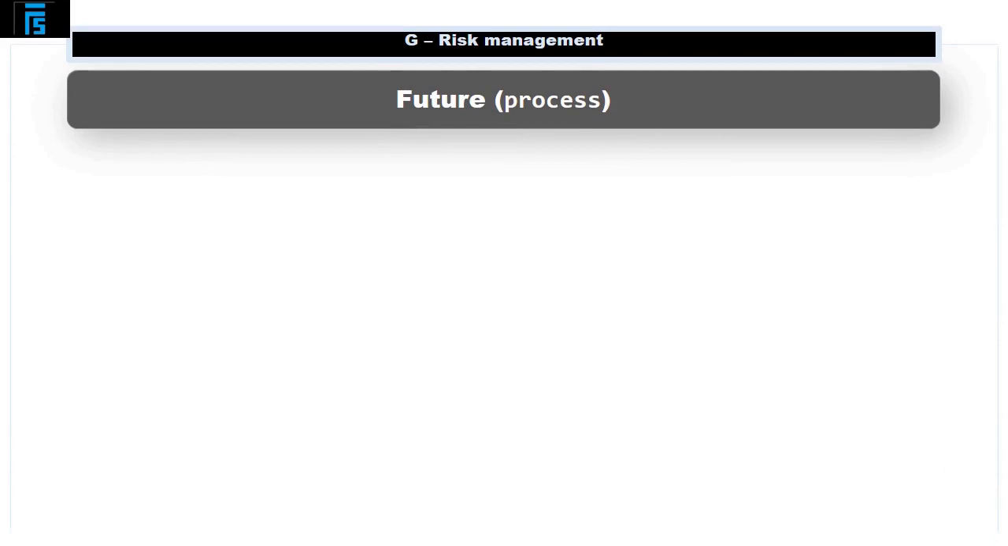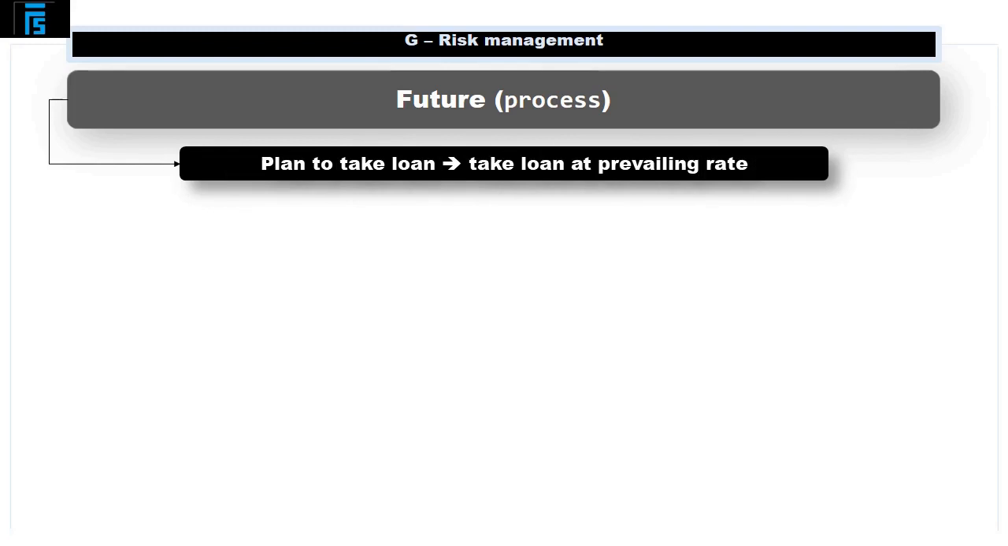A future is similar to an FRA in that it is separate from the loan it is protecting, and the process is as follows. A company plans to take out a loan in the future and will take out that loan at the prevailing rate at that time.